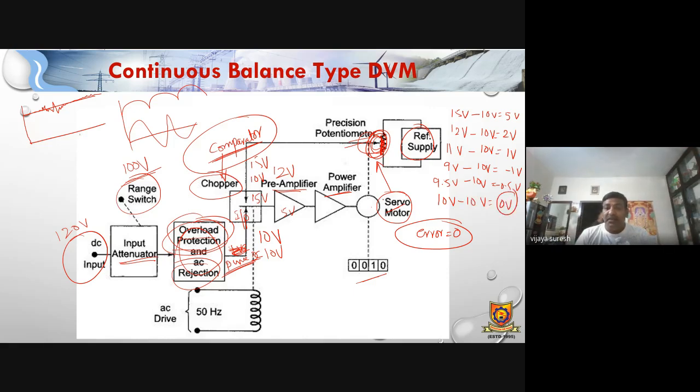So whenever the comparator gives 0 volts, the 0 is amplified, again it is 0. Even if it is power amplified, again it is 0. So the servo motor will get 0 volts. If you are getting 0 volts, the servo motor won't change the potentiometer position because the error is 0. And whenever it is 0, that voltage is nothing but the reference voltage we have given. Now the reference voltage is changing. Keep it in mind: every time, this is the input voltage we are fixing. The input voltage should never change because that is what we need to measure.